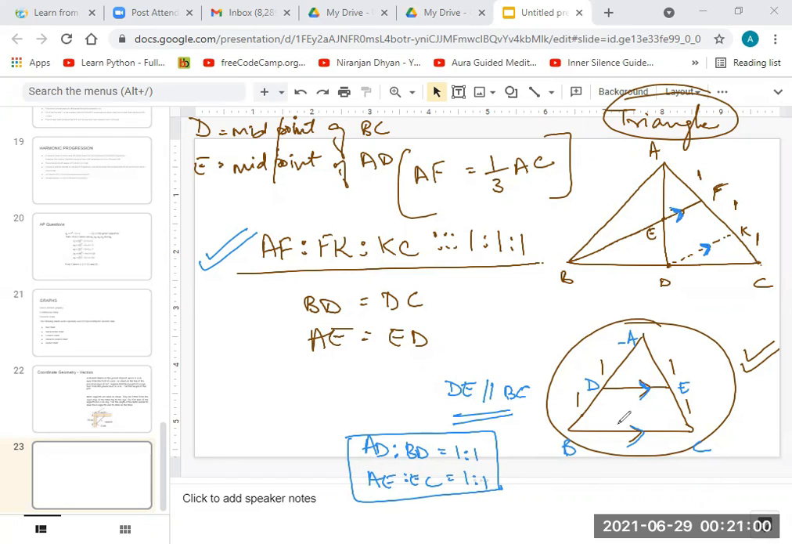I think I know how to do the proof, but I'm not sure if it's right. That's fine. Christine has written: since BF and DK are parallel, and D and K are halfway between BC and CF, KC is equal to half of CF. Very good. So KC is equal to FK. Yeah, that's true. But you also have to prove that AF is equal to FK.